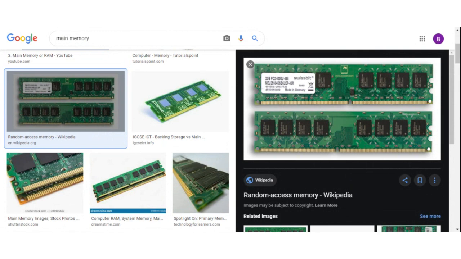Yeah, we have the types of ROM. The first one is what you call the programmable read-only memory. Let me just type it for you.